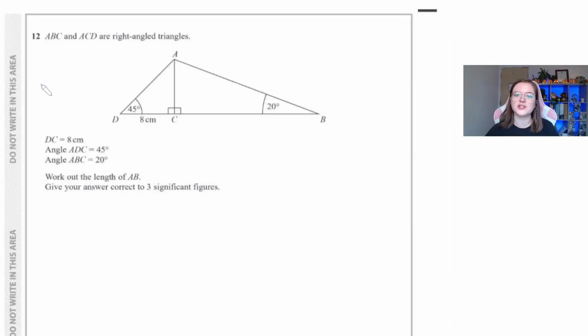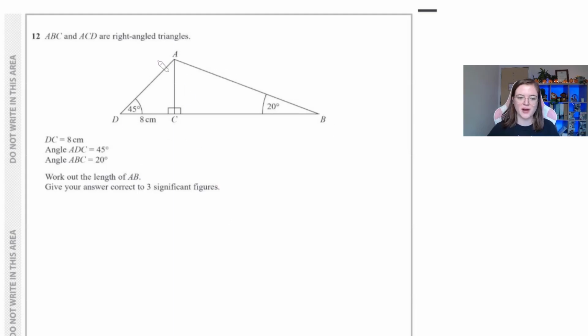On to question 12. Question 12. ABC and ACD are right angled triangles. DC is 8, angle ADC is 45, angle ABC is 20. Work out the length of AB, which is this guy there.